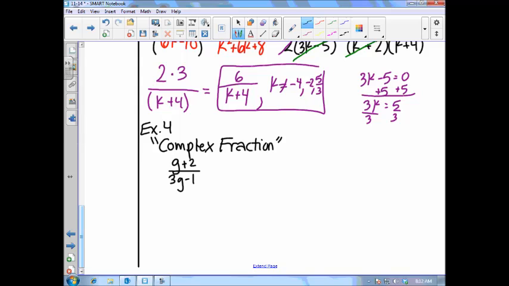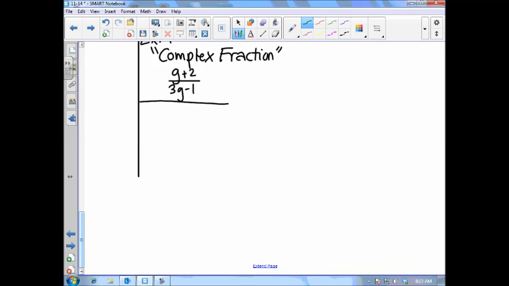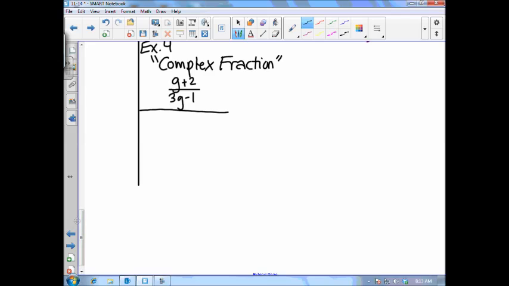Okay, the first fraction is g plus 2 divided by 3g minus 1. All divided by, so put a big fraction bar because we're going to divide by another fraction. That's why it's called complex. Looks complex, but it's really not bad. g squared plus 2g over 6g plus 2. See, it's actually the same as example 3. But example 3 was side by side. This one's up and down.